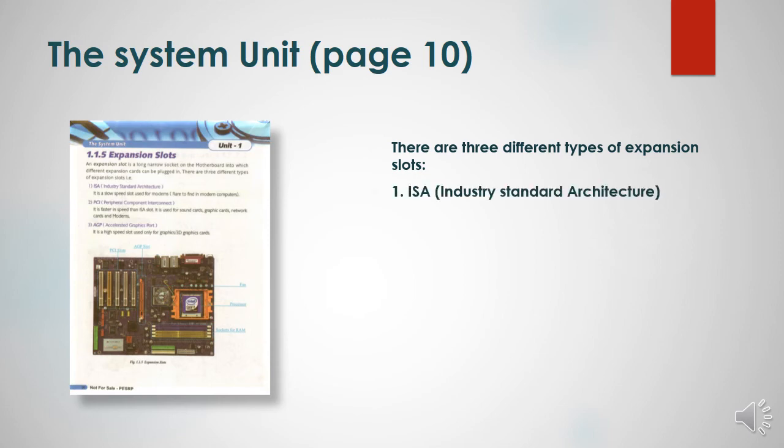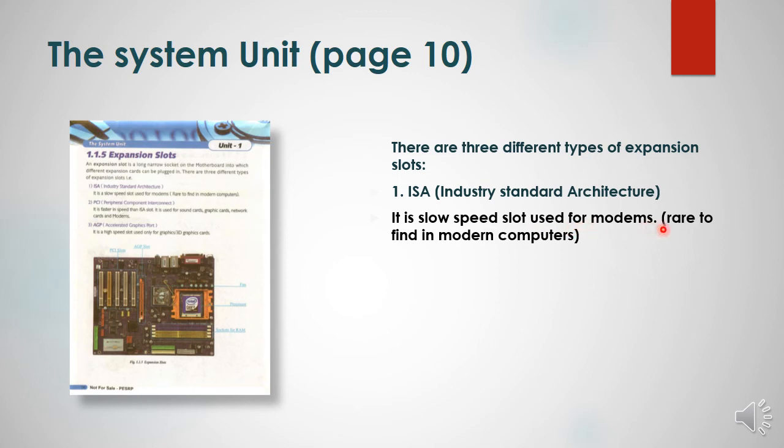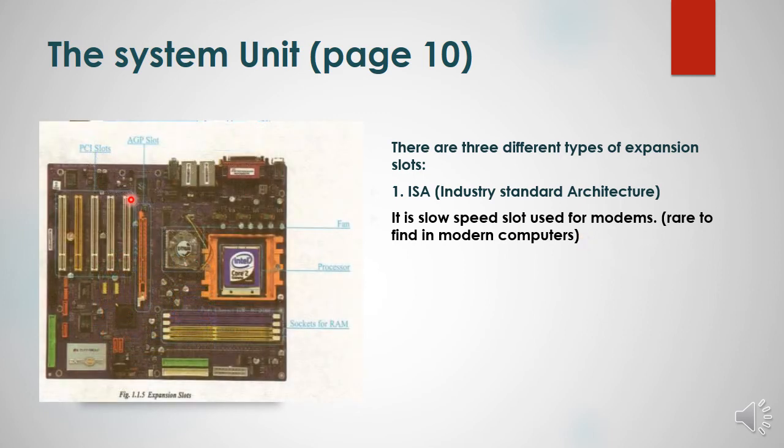ISA, Industry Standard Architecture. It is slow speed slot used for modems, rare to find in modern computers. This is the motherboard of a modern computer. In this motherboard, you cannot find ISA slot because it was a slow speed slot used for internal modems. So with the passage of time, this slot has been removed from the motherboard.